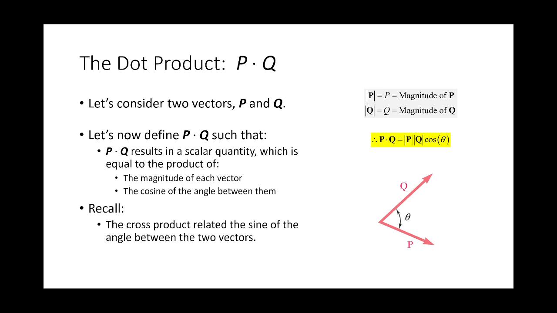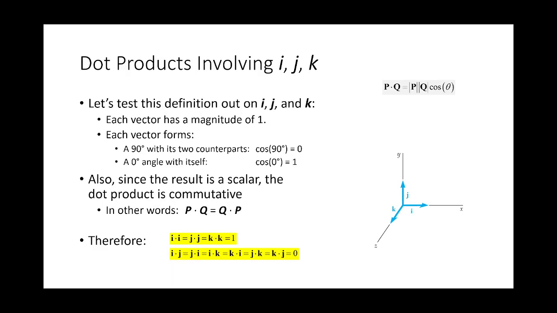If you remember in that pre-recorded lecture where we talked about cross products, we derived a formula for the cross product. The way we did that is we said we want to derive a formula for any vector. Well, we know that any vector can be expressed as a component times I plus a component times J plus a component times K. So we said, let's look at the cross products associated with I, J, and K. I'm going to do the same thing here. In order to define a formula for the dot product, let's look at the dot products involving I, J, and K. Now, you just said the cosine of 90 degrees is 0 and the cosine of 0 degrees is 1.